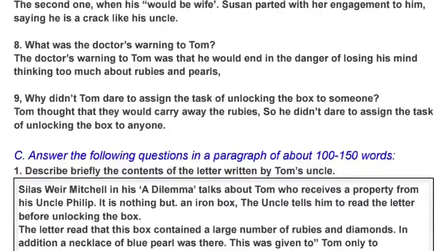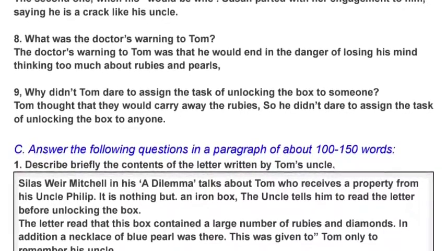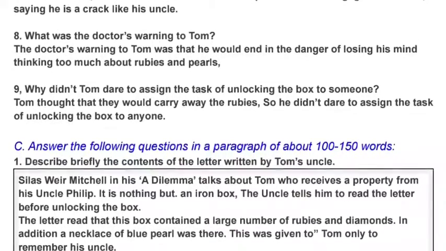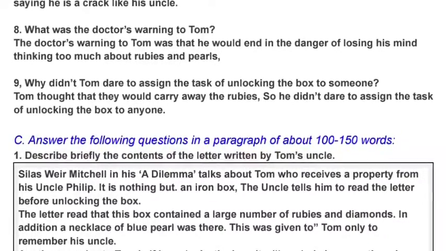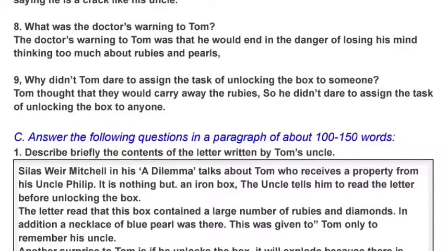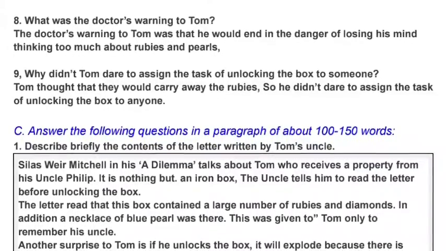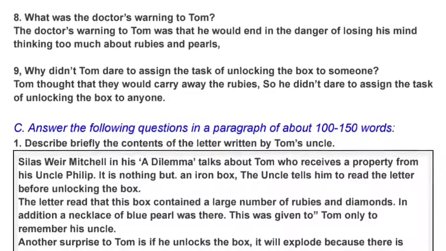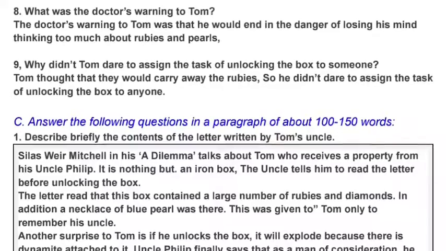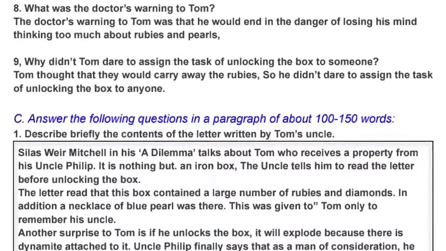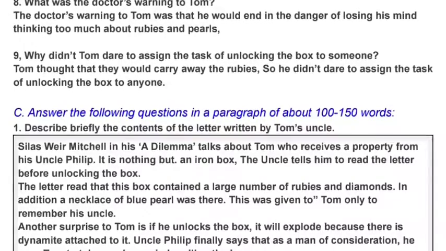8. What was the doctor's warning to Tom? The doctor's warning to Tom was that he would end in the danger of losing his mind thinking too much about rubies and pearls. 9. Why didn't Tom dare to assign the task of unlocking the box to someone? Tom thought that they would carry away the rubies, so he didn't dare to assign the task of unlocking the box to anyone. C. Answer the following questions in a paragraph of about 100 to 150 words.